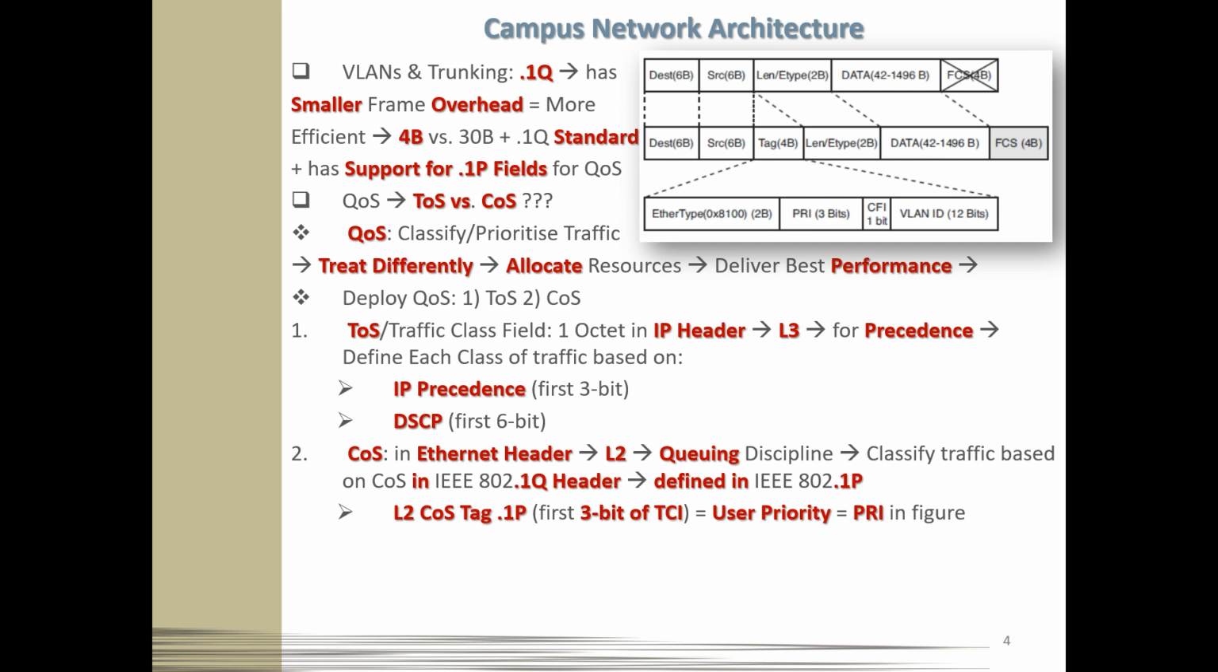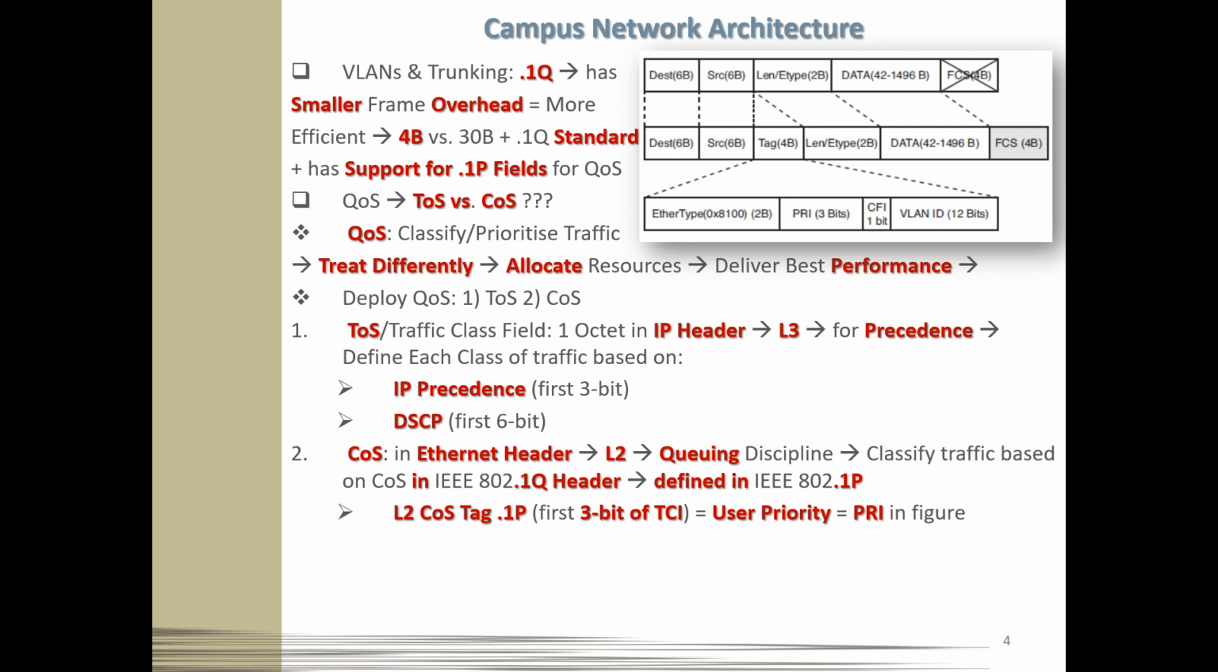QoS, quality of service, is how to manage your traffic. Quality of service is essentially classification, meaning which type of traffic we're talking about. Quality of service provides congestion management, meaning how to manage congestion. Quality of service also covers congestion avoidance, meaning that we want to see how to prevent the congestion.